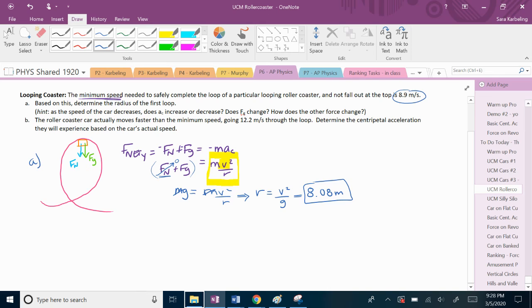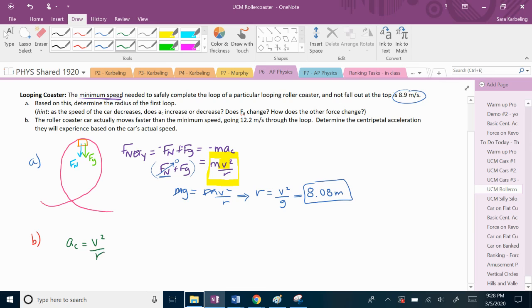And then for part B, let's take a look at what this one says. Part B says the roller coaster actually moves faster than the minimum speed. Let's say that it moves 12.2 meters per second through that loop. It asks to determine the centripetal acceleration based on the car's actual speed. So centripetal acceleration is just a sub c. We don't need the m there. I almost tried to write it, but it's not there.